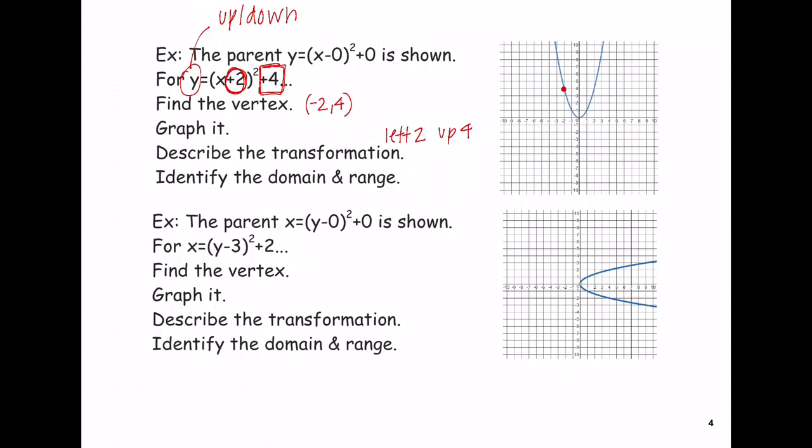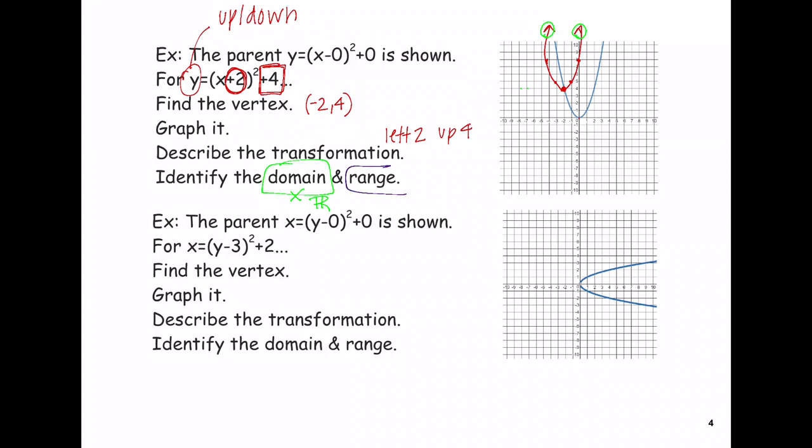I can then graph it using my pattern over 1 up 1, over 1 up 3, over 1 up 5 that we used previously. You could also make a table of values if you don't remember that pattern. So when we take a look at our domain and our range, our domain pertains to our x values. So when we look at our graph, the smallest x value and the largest x value are both arrows, so our domain is all real numbers.